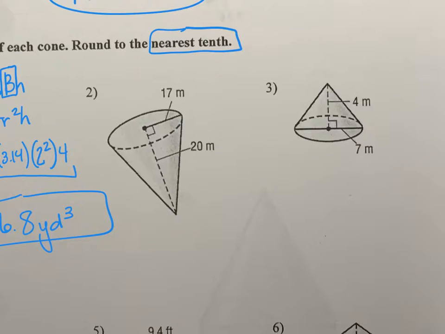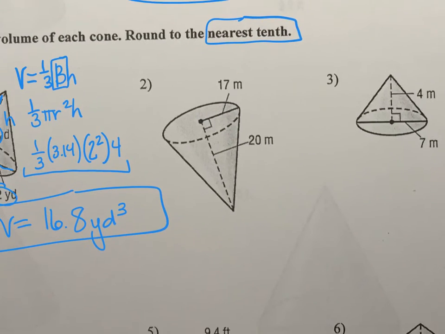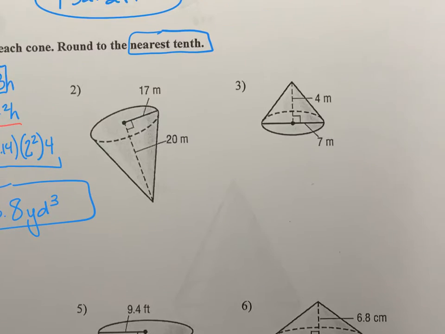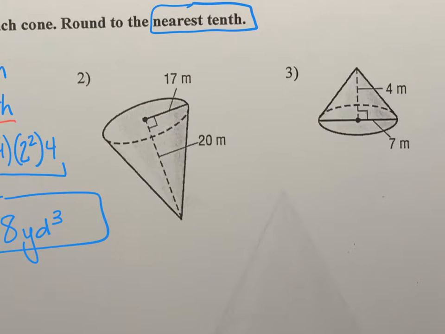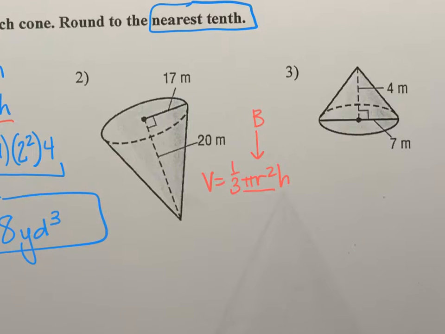Okay, number 2, I'm going to go ahead and write the formula we want to use, this one, not the one that's on your formula chart. I mean, it's the same, but so volume equals 1/3 pi r squared times height, because remember this whole thing right here, that's capital B. And then let's plug in our numbers.